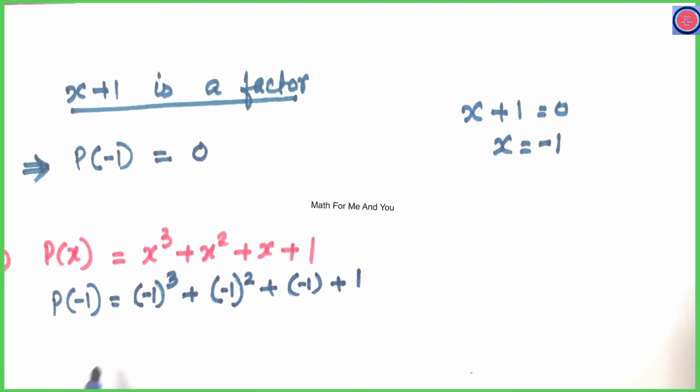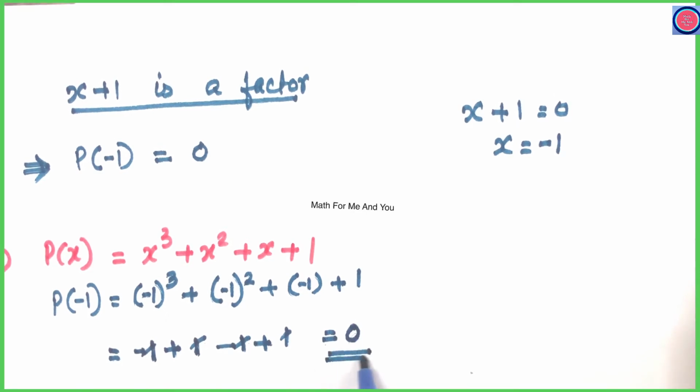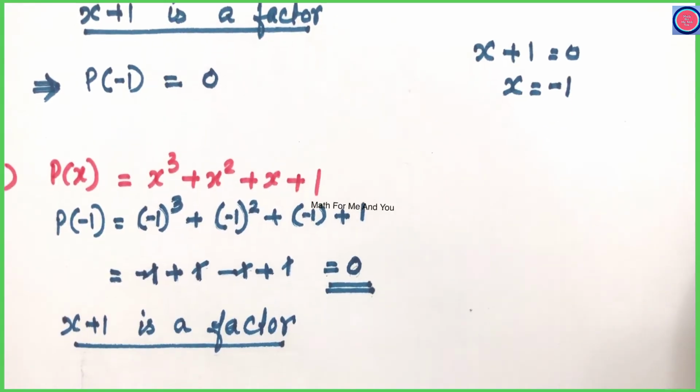Any negative number with odd power is negative, here minus 1 power 3. 3 is an odd number, so we get it is negative, and then 1 power 3 is 1, so negative 1. Any negative number with even power is positive, so here we get plus 1, then minus 1 and finally 1. Minus 1 cancels with plus 1, minus 1 cancels with plus 1. The answer is 0. That means we can say the remainder is 0. So x plus 1 is a factor of the polynomial x cube plus x square plus x plus 1.